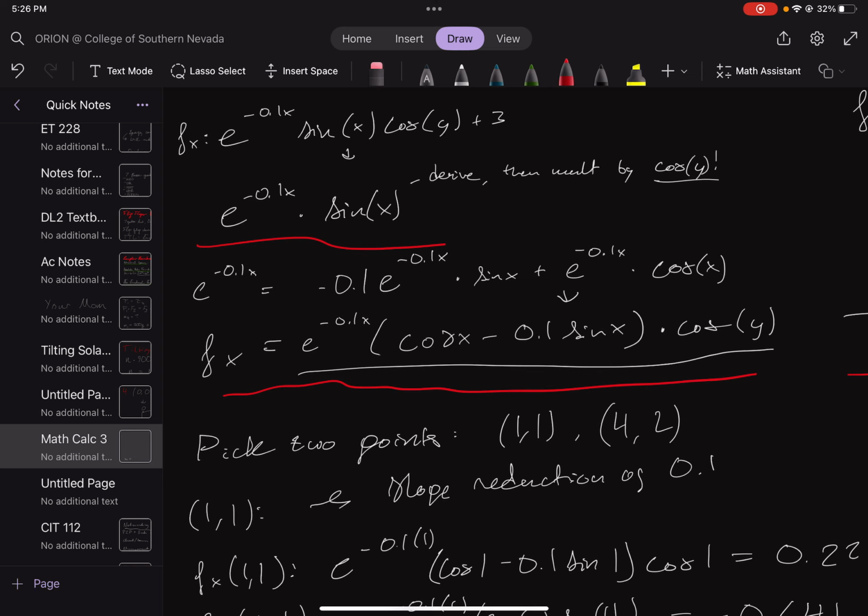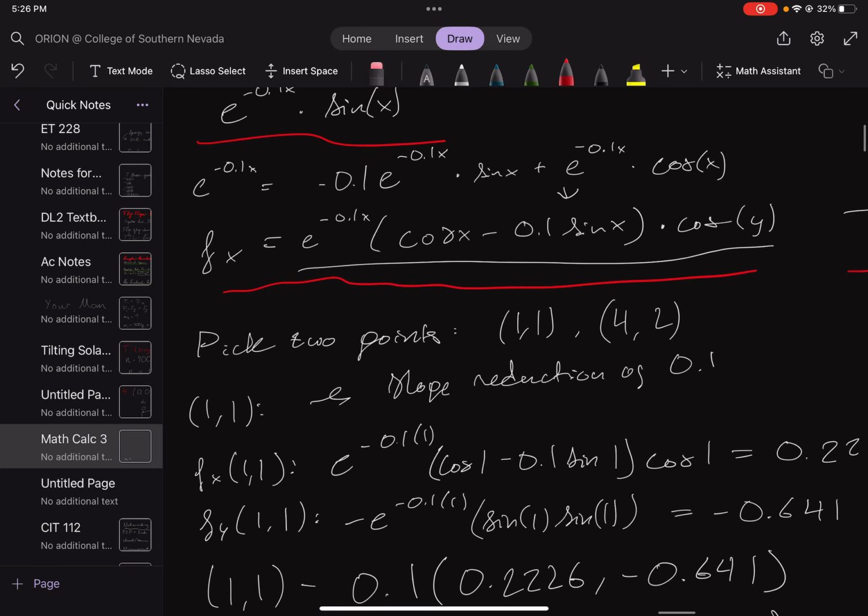So f of x equals negative 0.1 e to the negative 0.1x, because the derivative of that is just bringing the base level of the exponent down and then keeping the x value. And then times sine of x plus, because it's the product rule, the original e to the negative 0.1x times the derivative of sine x, which is cosine x, and so we get that value.